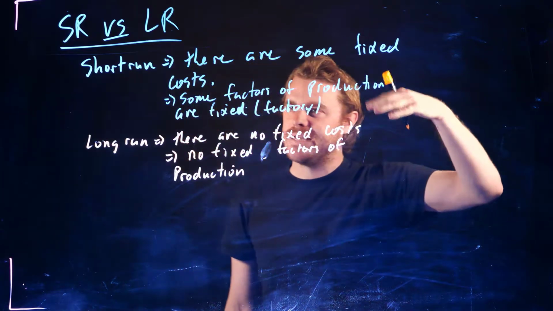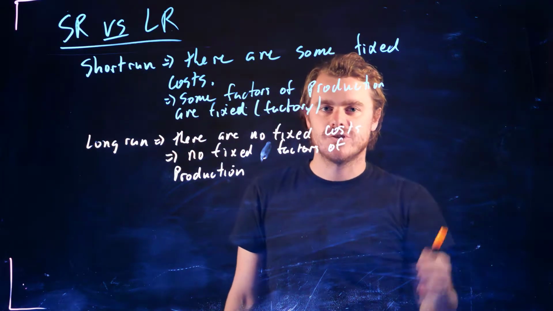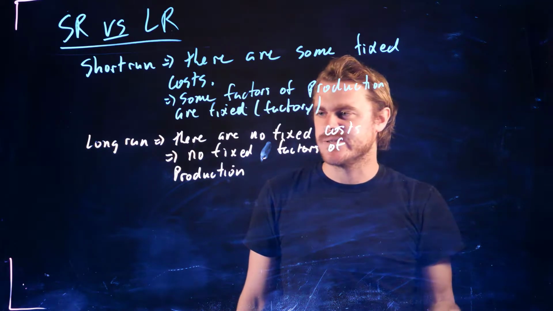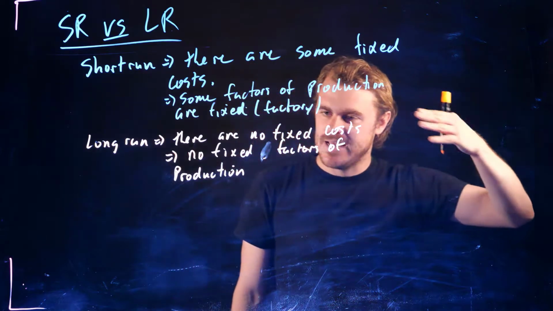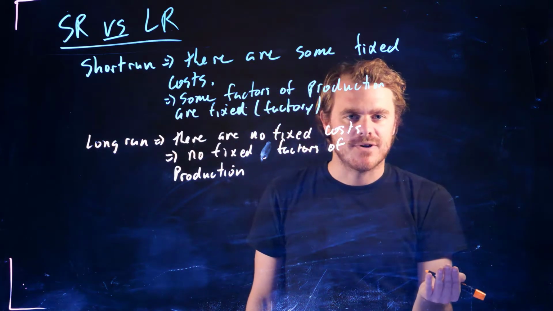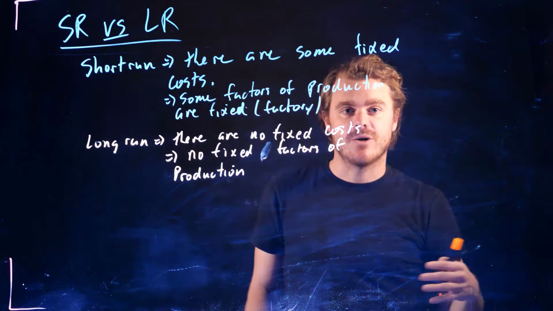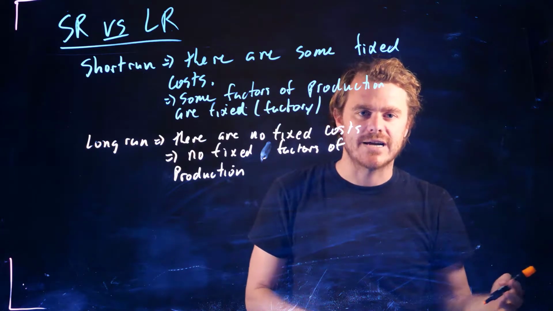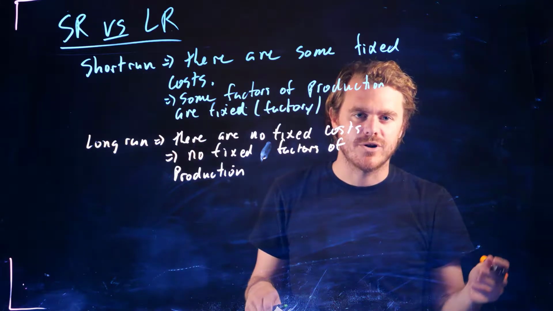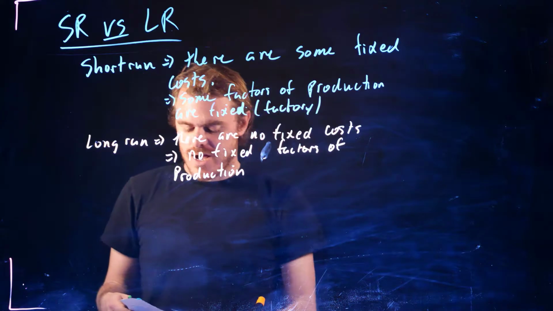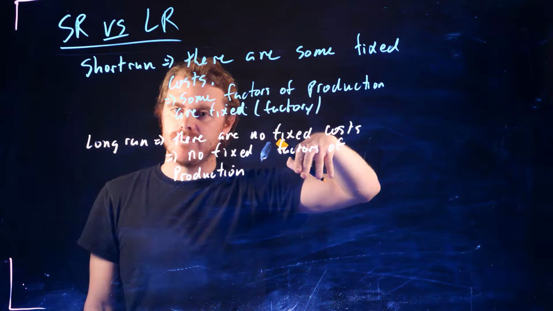So in the short run, you're constrained with certain production facilities. In the long run, we could change the size of our factory. We could change our production process to a different factory, or move our factory, or expand or shrink our factory or production size. So that's the big difference between the short run and the long run.